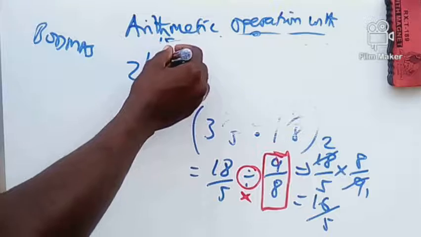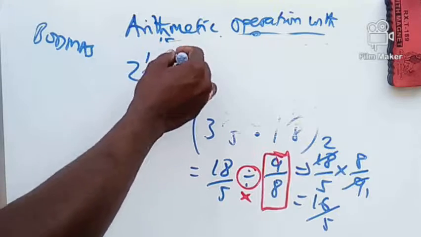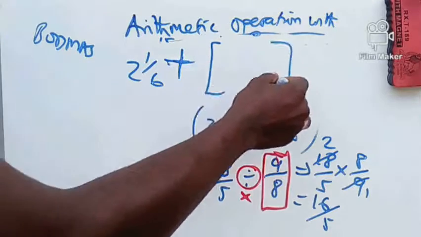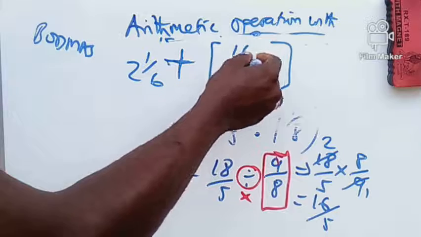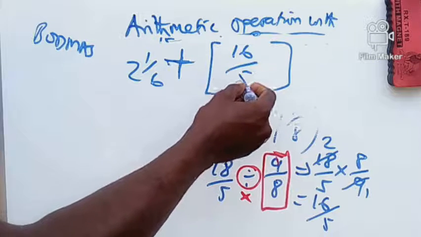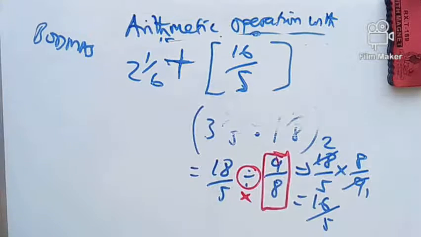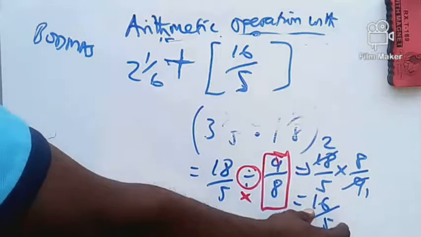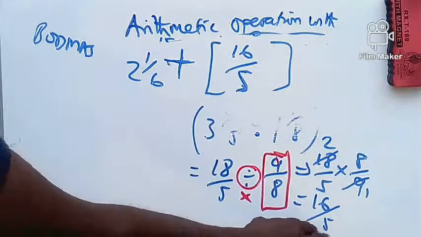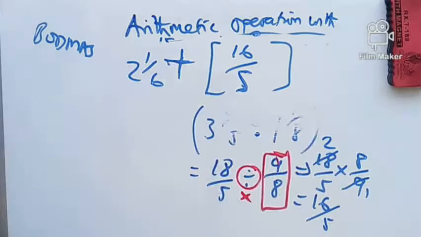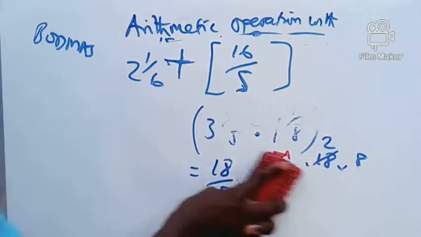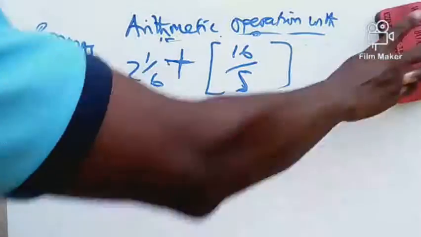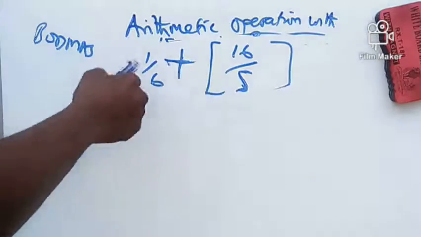So what we have here in the bracket is 16 over what? 5. It is important to keep track of what you are doing so that you don't think that this is the final answer, but this is not the final answer. This is just the one in the bracket. So we are through with that. So we move on to the next stage, which is what? Addition.